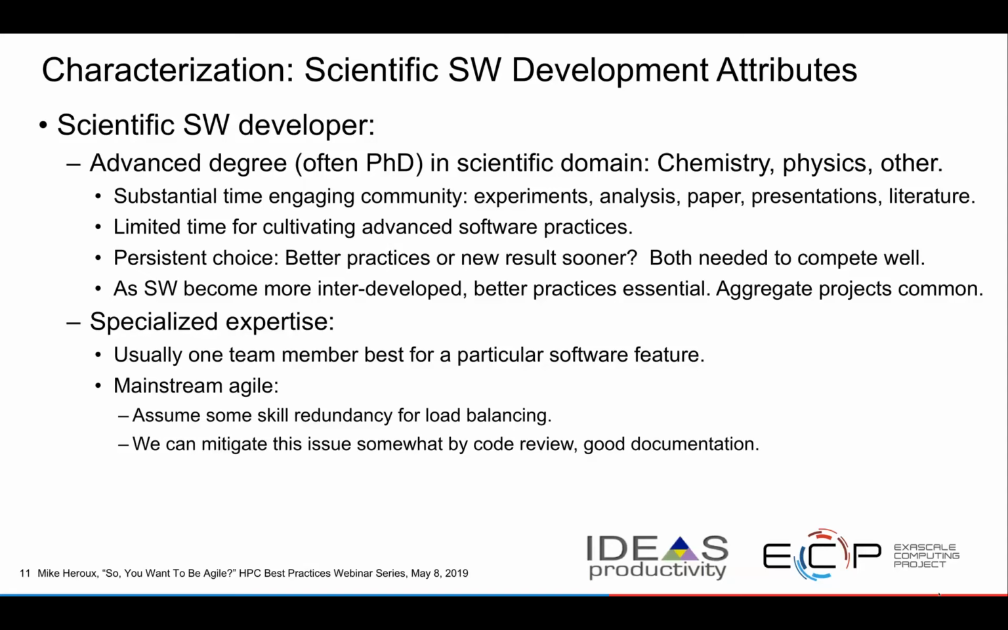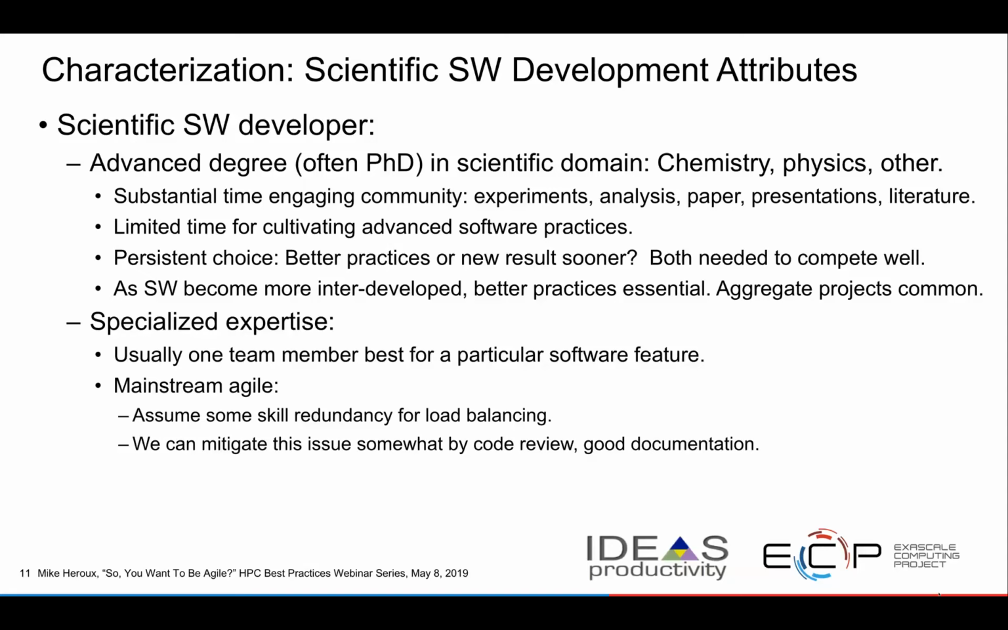And so we have this persistent choice that we have to make: better practices or newer results sooner. We need both to compete well, but it's a persistent choice that we're regularly making as we conduct our work. As our software becomes more interdependent, though, we have to have better practices because, at least in my area, teams are getting larger, and multiple teams are grouping together and coordinating with each other.